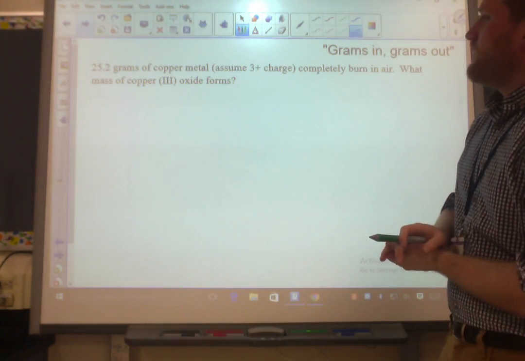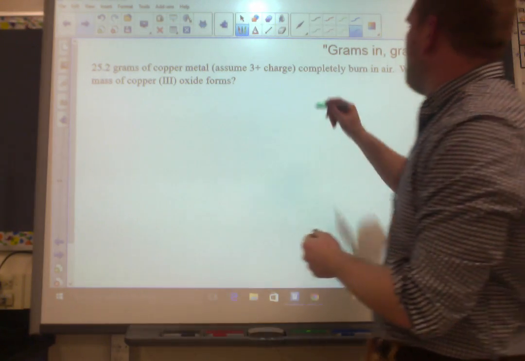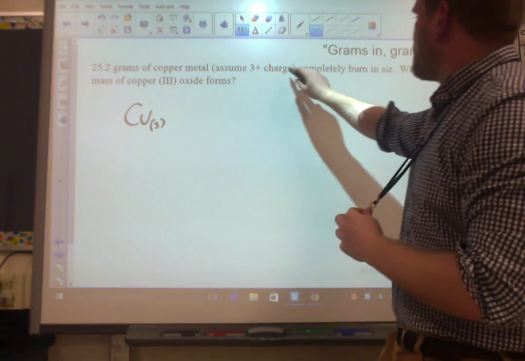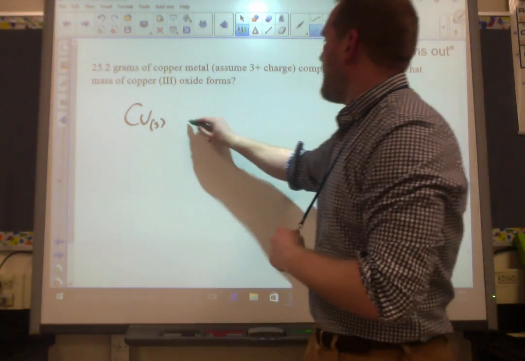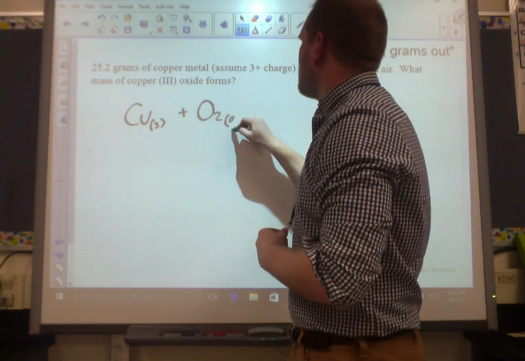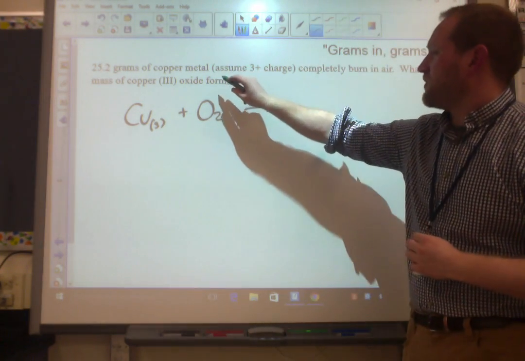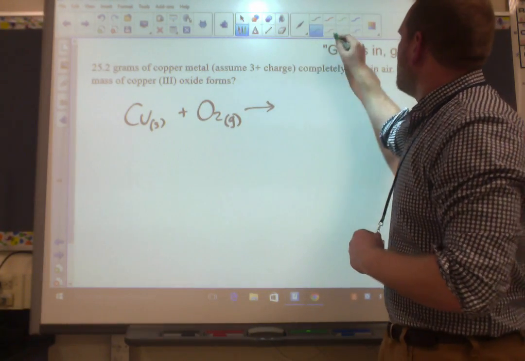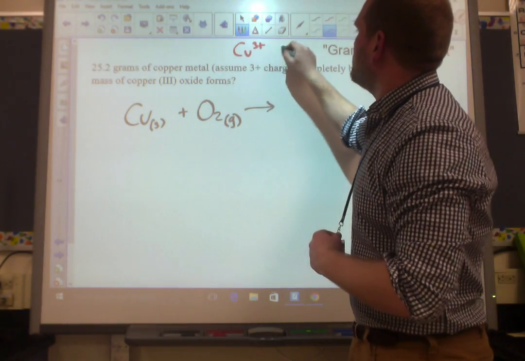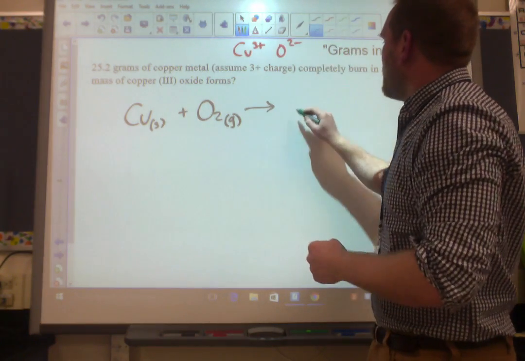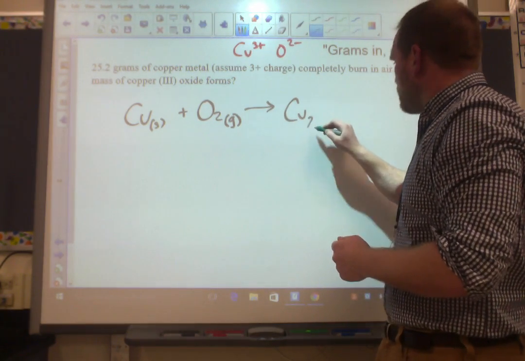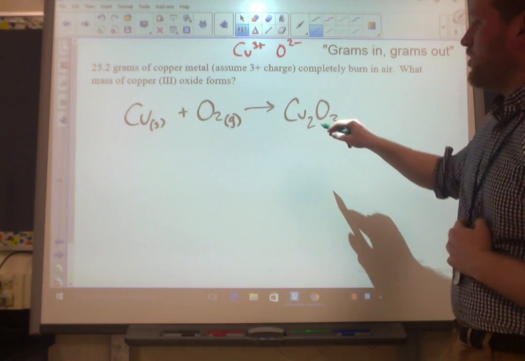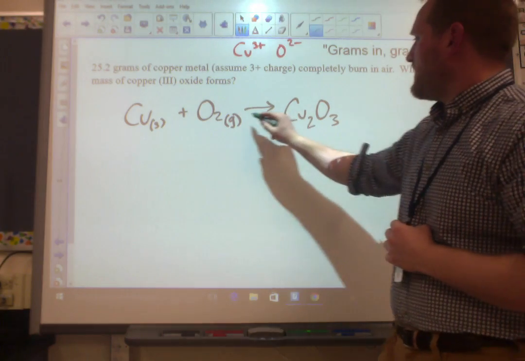All right, so 25.2 grams of copper metal. So that's going to be Cu. We can call that solid. Assume 3 plus charge, completely burn in air, so plus O2 gas. And if we're assuming it's forming a 3 plus charge, it's going to be copper with a 3 plus bonding with oxygen. So Cu 3 plus, O 2 minus, crisscross, you get Cu2O3, synthesis reaction.